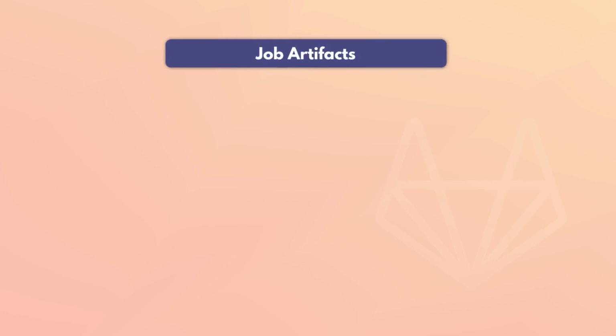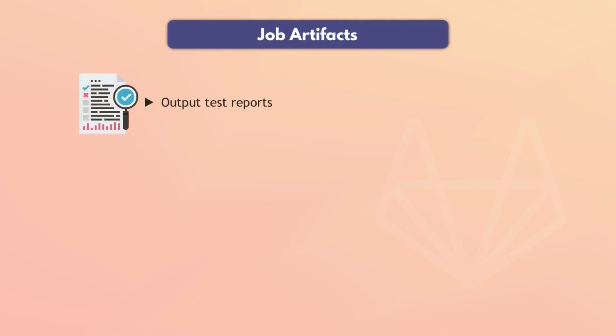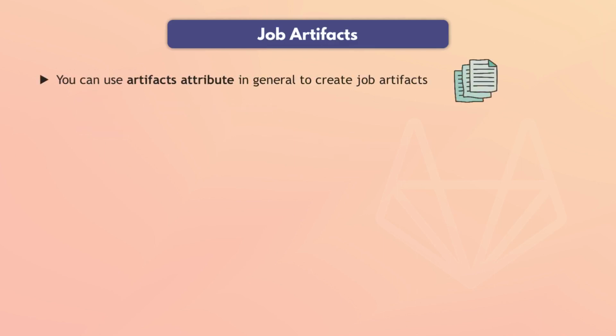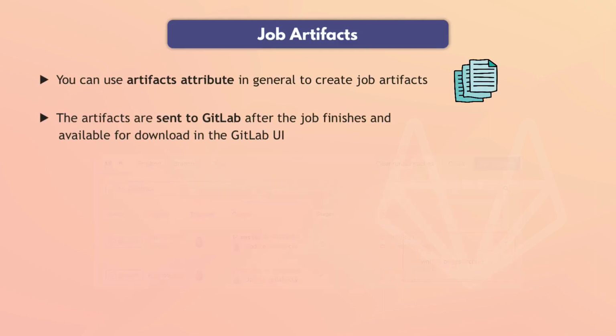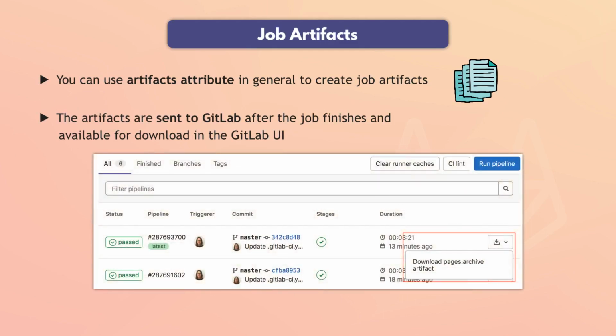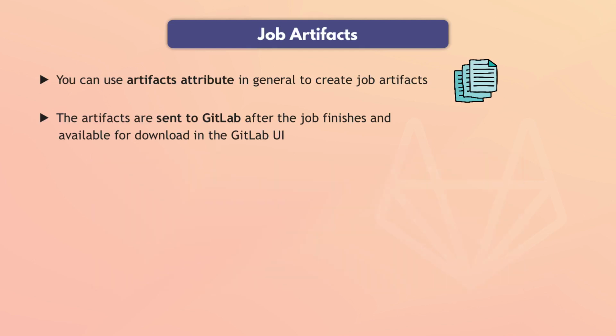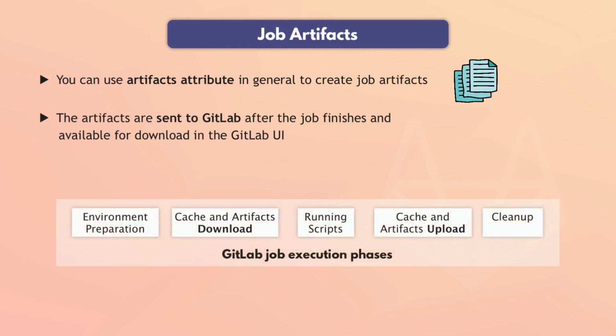We already learned about artifacts in the video about running tests, where we exported test reports. Artifacts are generally used to generate any files as a result of a job execution, and we can then download these artifacts in the GitLab UI. But we can also use artifacts to pass these generated files to the following jobs. So artifacts are used in GitLab CI/CD to pass any intermediate build results between the jobs.